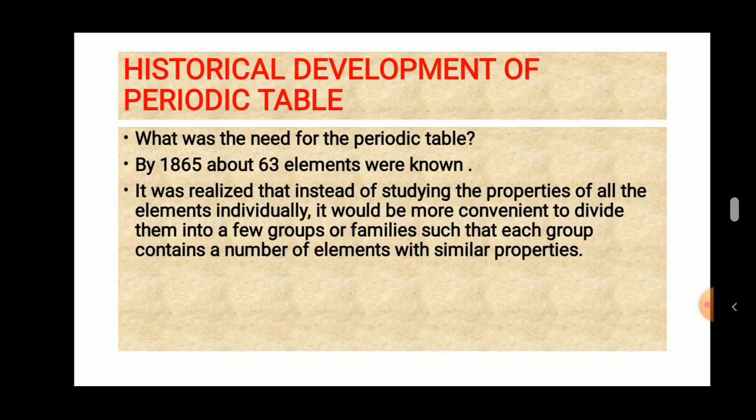It was realized that instead of studying the properties of all the elements individually, it would be more convenient to divide them into groups or families such that each group contains a number of elements with similar properties. So scientists thought that with the help of the periodic table, it is easy to study the properties of elements.